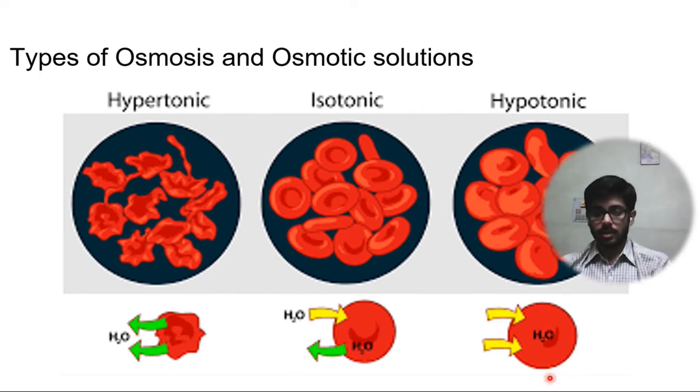Clear? And the swelling up to a certain level can lead the kishmish to burst. According to the kishmish, there will be a higher amount of solvent in the outside environment, so the solution for the kishmish will be the hypotonic solution.